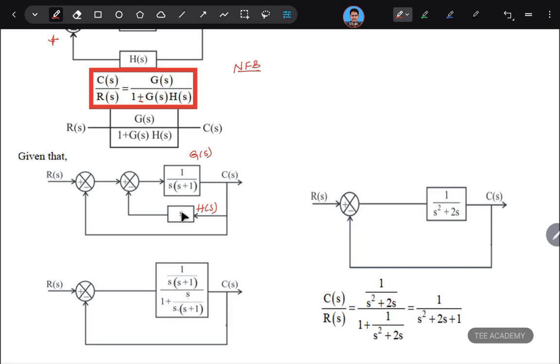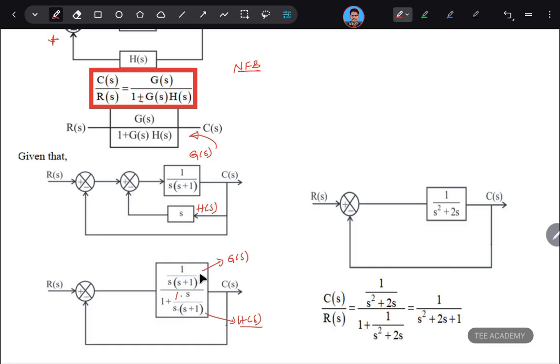G(s) is nothing but 1/(s(s+1)), and H(s) is nothing but s. Substituting these two values into this formula, we get G(s) as 1/(s(s+1)) divided by 1+H(s)G(s). That means 1 into s divided by this entire part will come here. This is a reduction. Then again there is one feedback loop here, so again apply the same formula. In this case, this will be my G(s) and this will be my H(s).